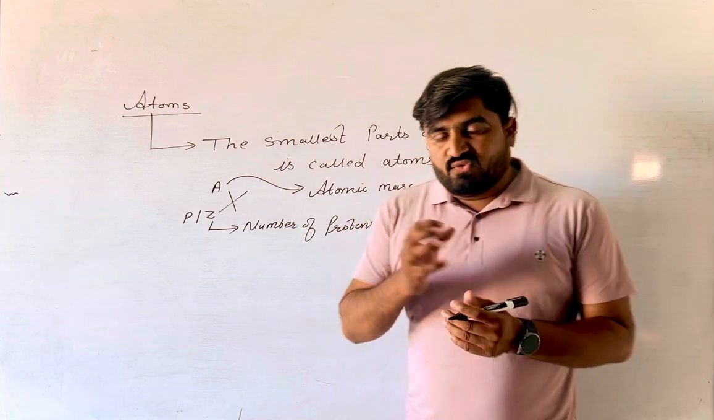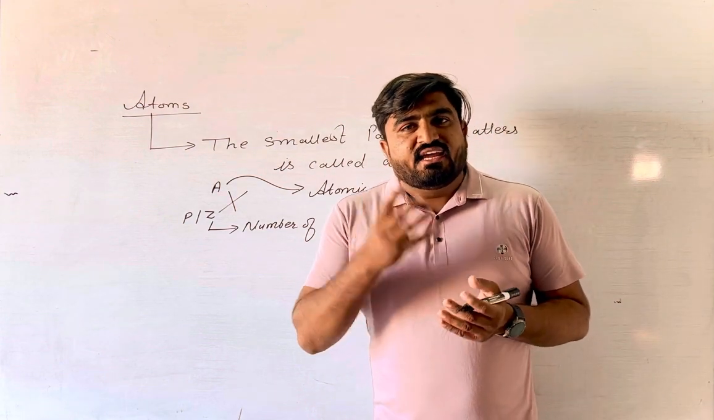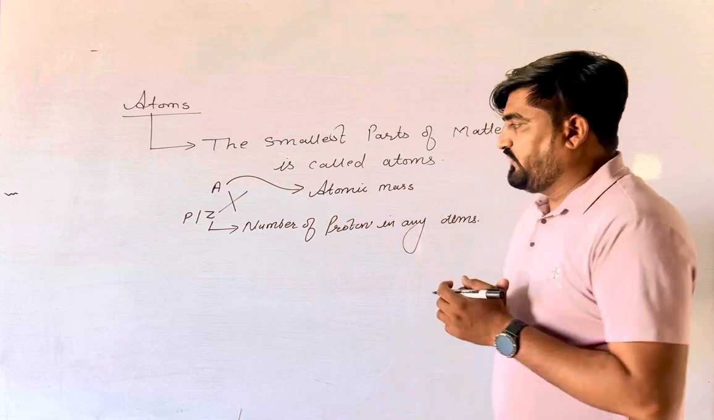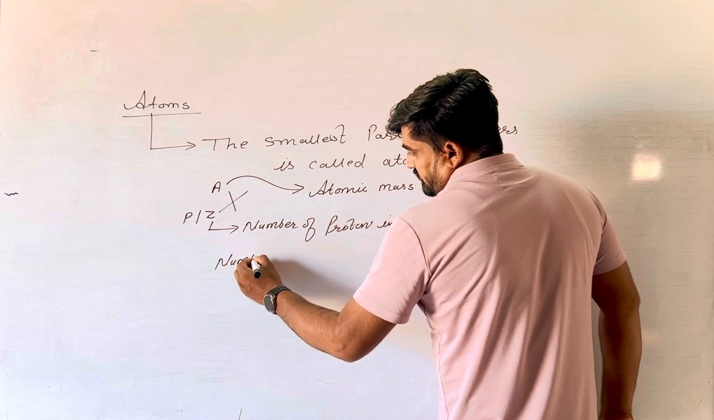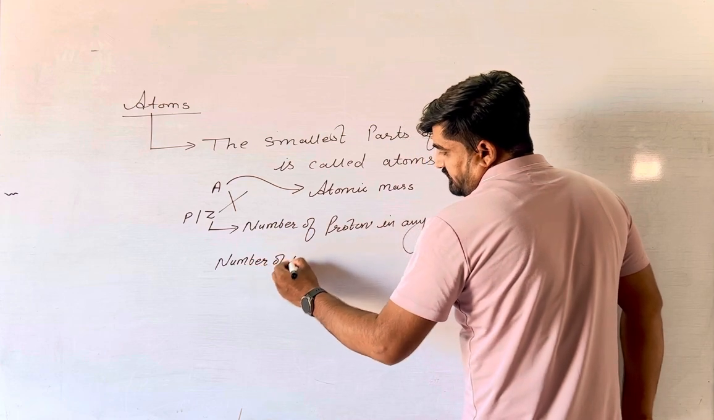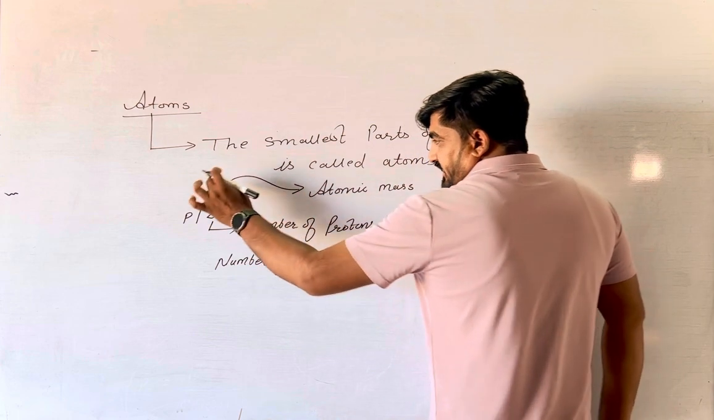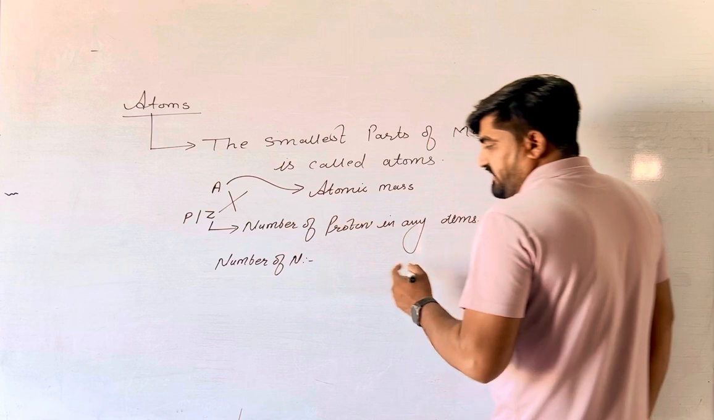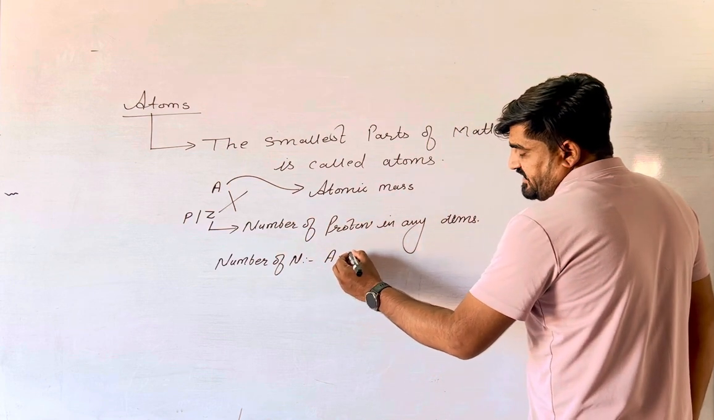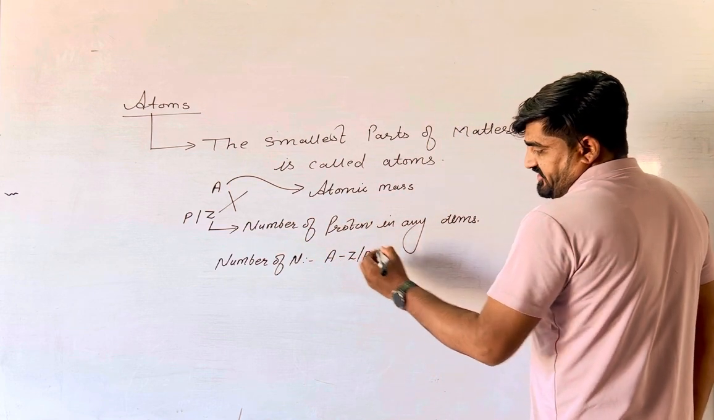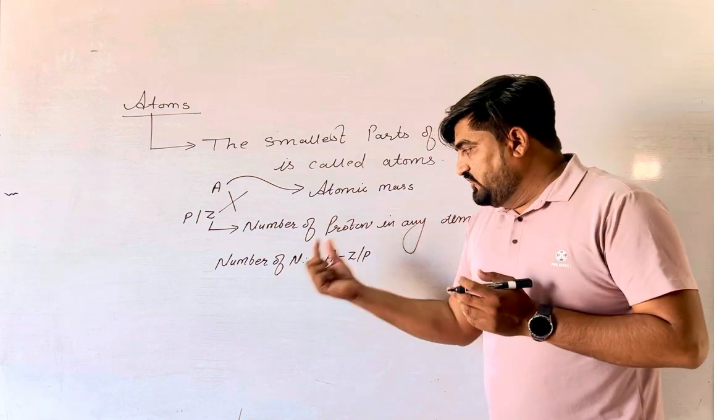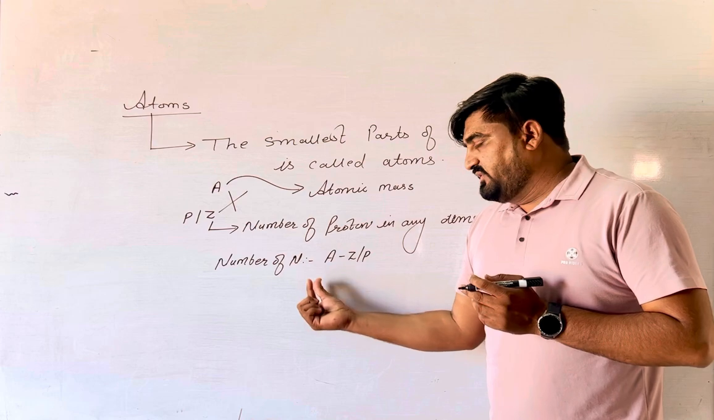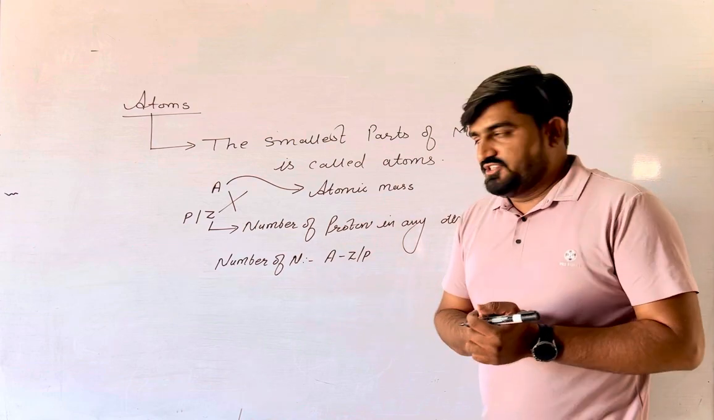If you want to find the number of neutrons in any atom, use this formula: the number of neutrons, N, is equal to A minus Z.